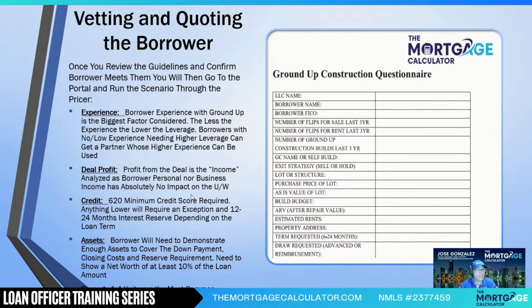I already mentioned the 620 minimum credit score. Anything lower is going to require an exception. And on the assets, the borrower is going to need to demonstrate enough assets to cover the down payment, closing costs, and reserve requirements, and show a net worth of at least 10% of the loan amount. Now, properties, I mentioned the property types possible under this program, 1 to 4 unit being the most common.